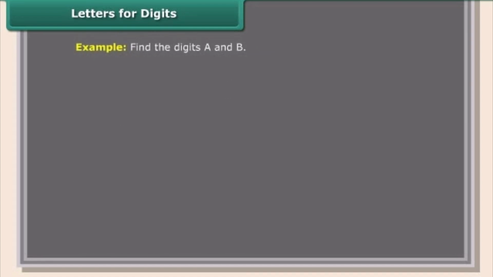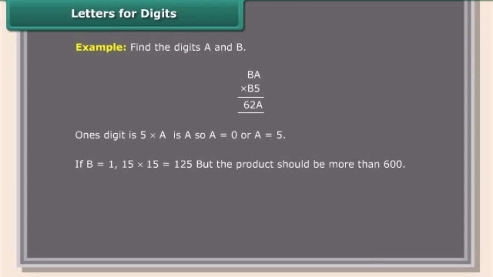Example. Find the digits A and B. BA × B5 = 62A. The ones digit of 5 × A is A, so A = 0 or A = 5. If B = 1, 15 × 15 = 225, but the product should be more than 600. If B = 2, 25 × 25 = 625. A = 5 and B = 2.